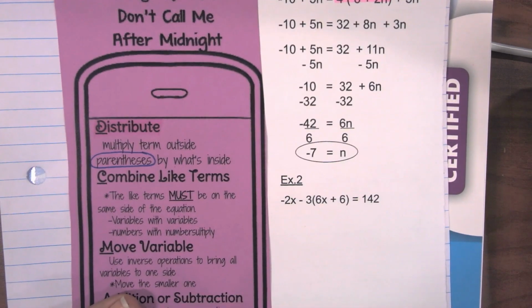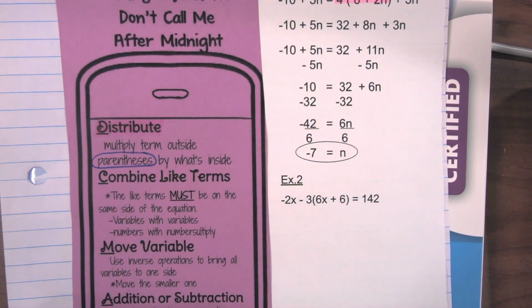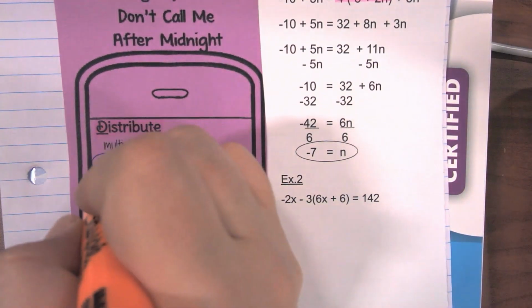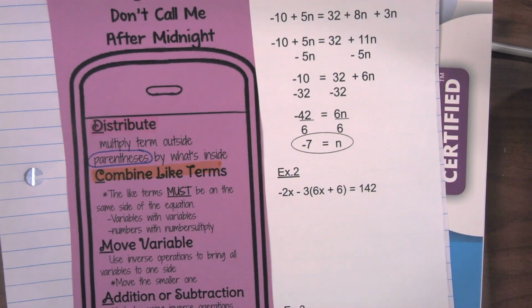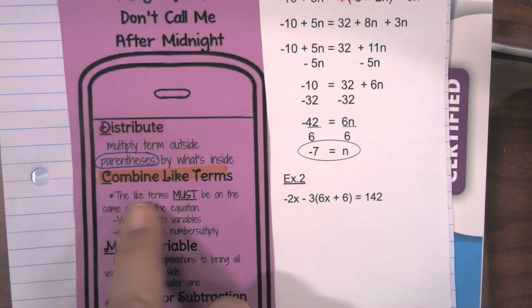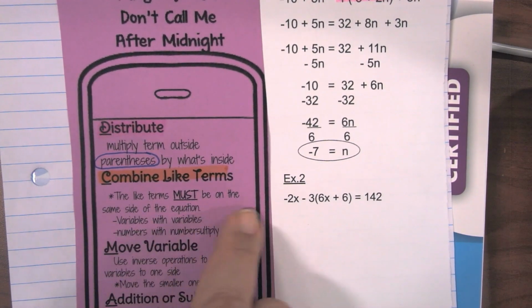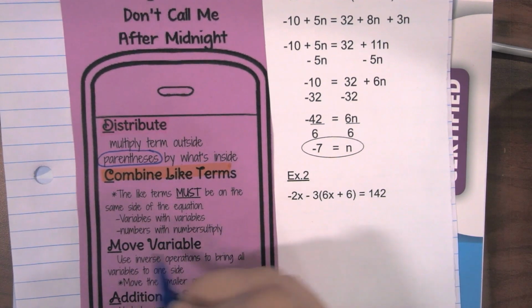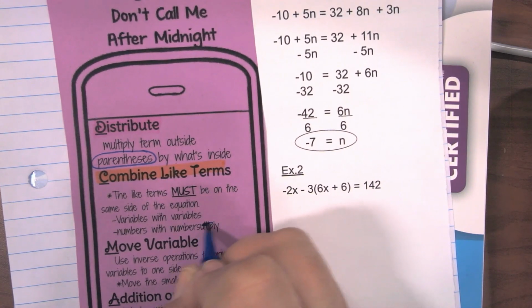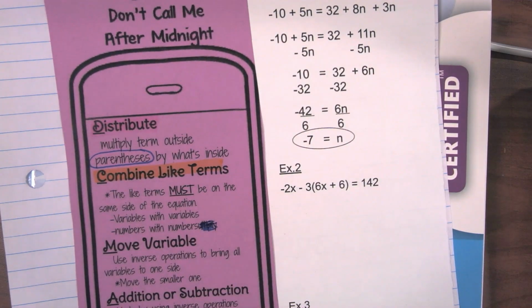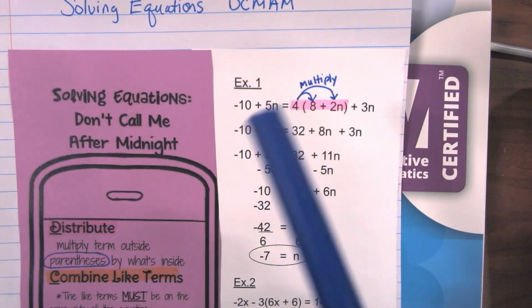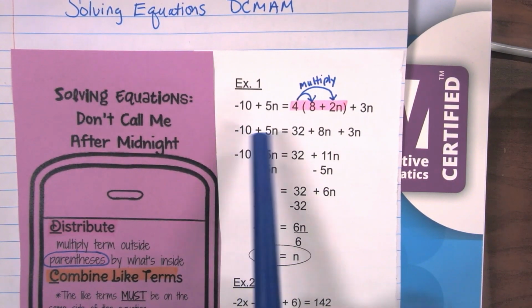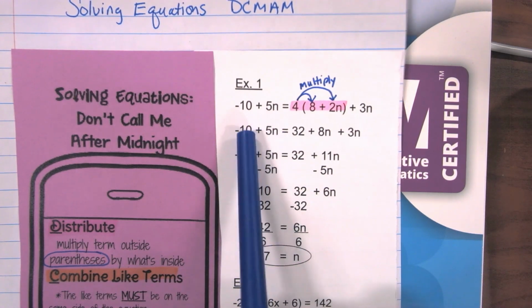So the next thing we would look for is combining like terms. I'm going to highlight that in another color. What I'm going to look for is like terms must be on the same side of the equation. So I have to look for variables to combine with other variables and numbers to combine with other numbers. There's a typo here, I'm going to cross this out. So numbers with numbers and variables with variables. I'm going to go through each side of my equation and look for things that are like. As I look here, I have a negative 10, that's a number, and a positive 5n, that's a variable. So those are not like, they're not going to go together.